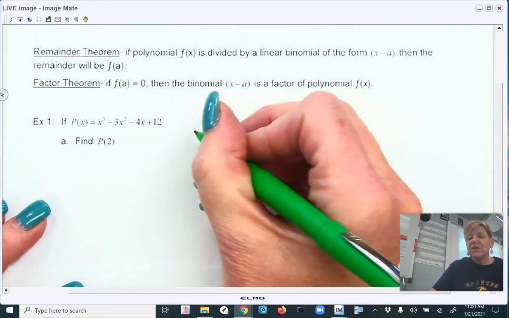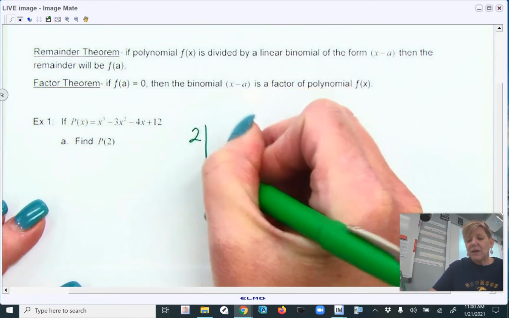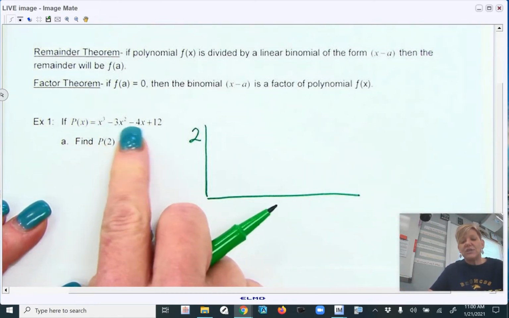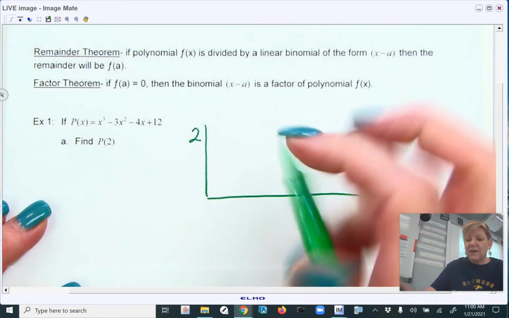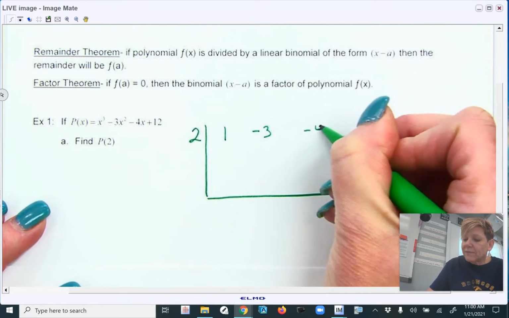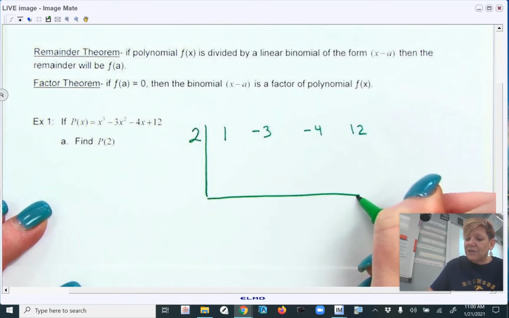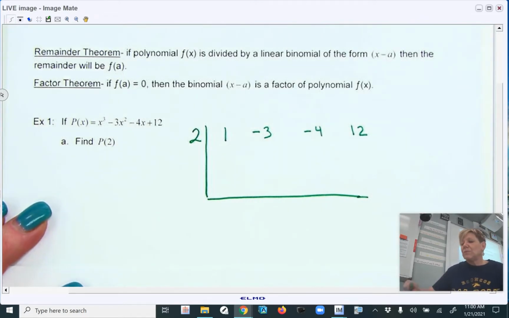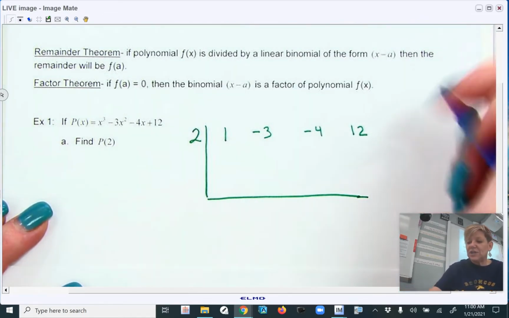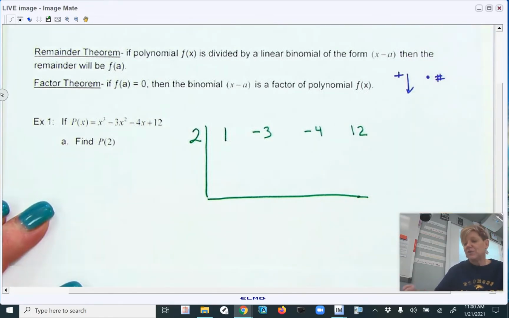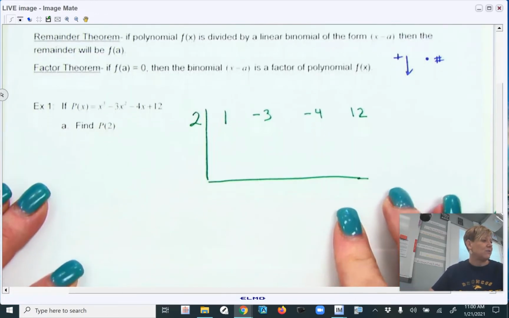What we are going to do is use synthetic division. We're going to make 2 our box number. And we're going to take our coefficients and put them inside our box. So our coefficients are 1, -3, -4, and 12. And remember the rules for synthetic division. You add down and then you multiply by the box number. So that's the rules. Add down, multiply by the box number. And if you remember that, you'll be good to go.